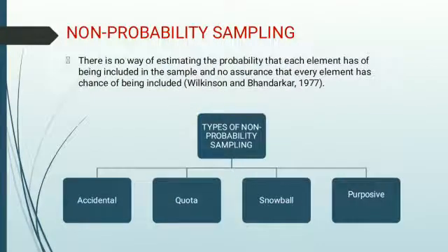And the next one, we have non-probability sampling. In non-probability sampling, there is no way of estimating the probability that each element has of being included in the sample, and no assurance that every element has a chance of being included. We will discuss the four important types of non-probability sampling that are accidental sampling, quota sampling, snowball sampling, and purposive sampling.